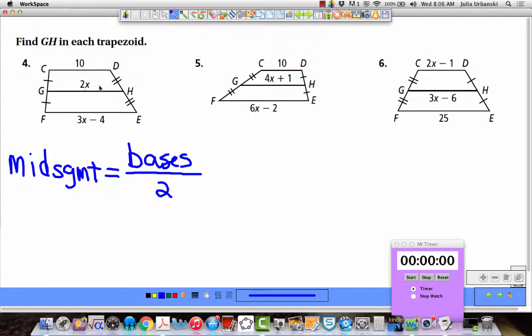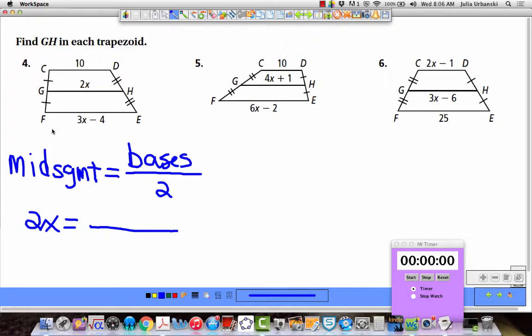So in this picture, find for me the mid-segment. Is it 10, 2x, or 3x minus 4? 2x. So in place of mid-segment, write 2x. I don't want you to think of the longer one, the shorter one, whatever. Just think the middle one goes here. And then it equals the bases divided by 2.